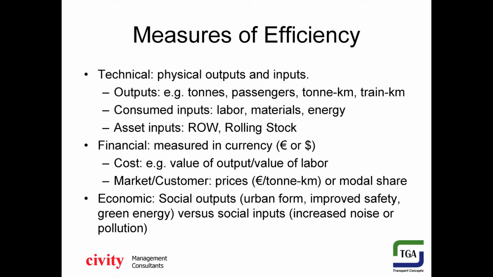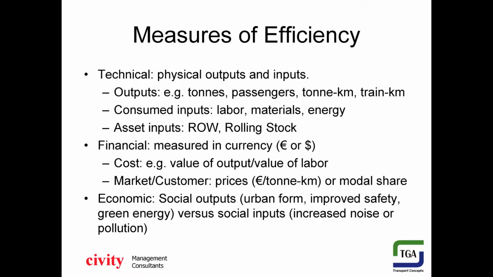There are financial indices of efficiency. These are always measured in currencies like euros or dollars, and they can be things like cost for a ton kilometer rather than just labor per ton kilometer. And they measure things like markets or customers. They measure things like operating ratio, for example, where you're comparing total financial inputs and total financial outputs with values on them. And things like prices, which can be particularly important.